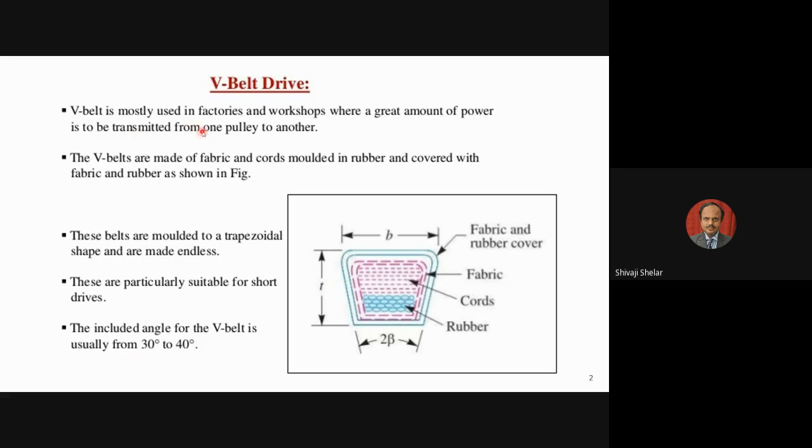V belt is mostly used in factories and workshops for power transmission. When you are transmitting power over a shorter distance compared to the flat belt, where the center distance between two shafts is very large, but the distance is not so short that you cannot use gears, in that case you have to go for V belt. So the center distance for this application is lesser than that of the flat belt.